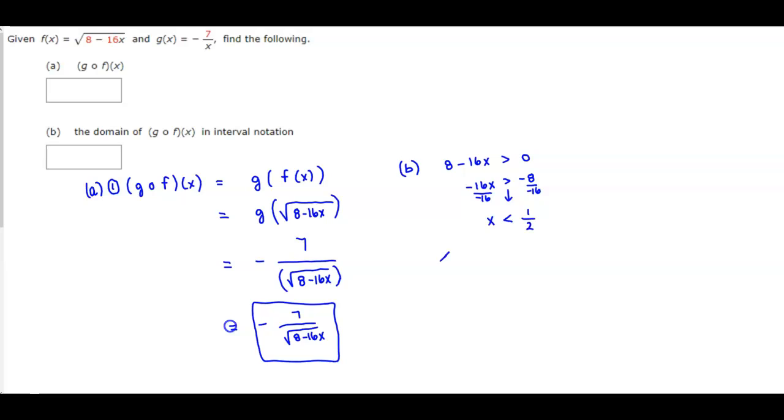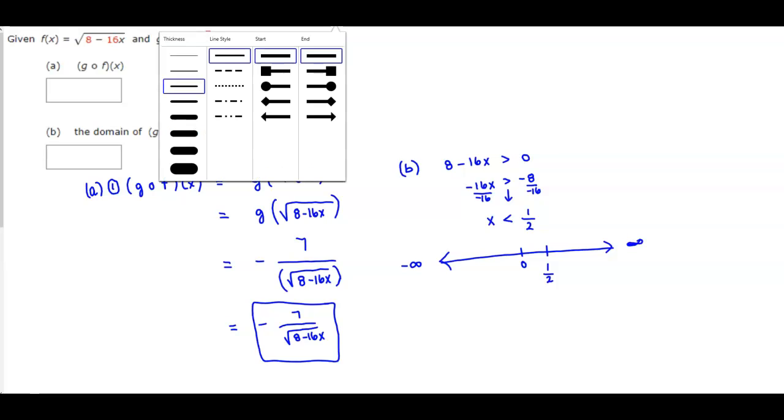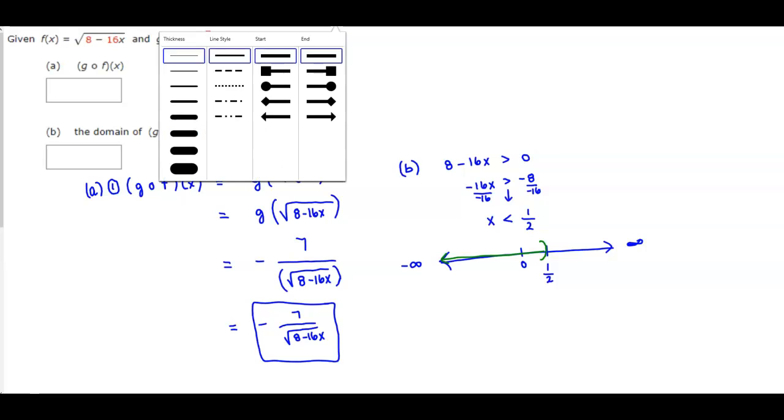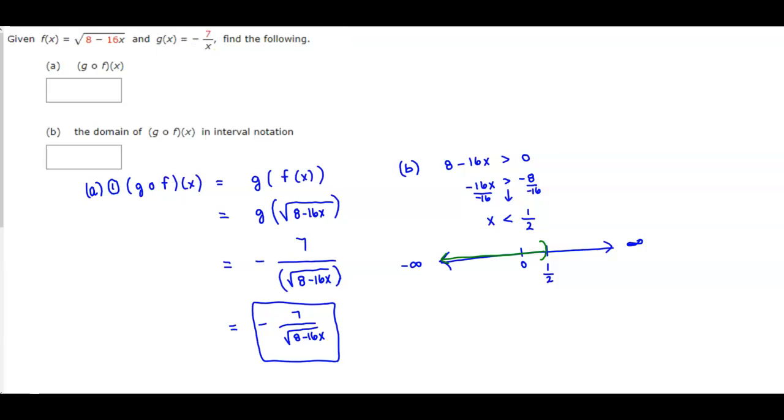So therefore, if we look at this on our number line, here at 1/2 we have negative infinity on this side and positive infinity on this side. So what that tells us is that we're starting at negative infinity and then going towards 1/2. So the domain of this function goes from negative infinity to 1/2 with a parenthesis.